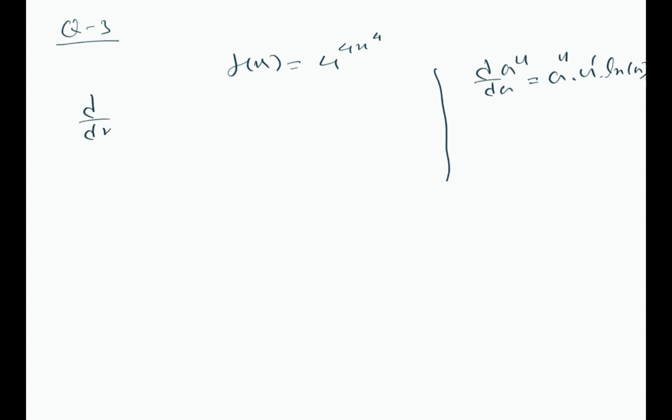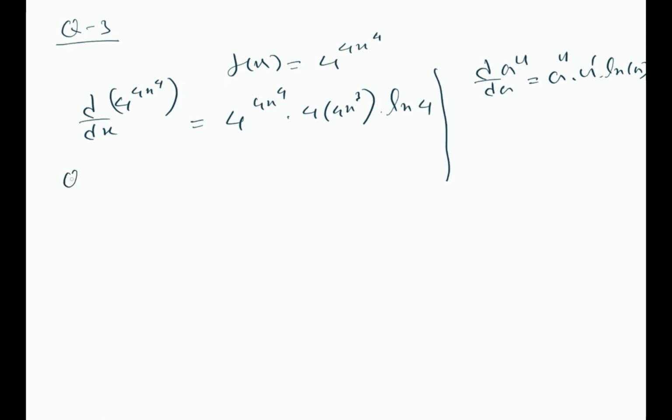So the derivative of this function, d/dx of 4 to the power 4x to the power 4, would be equal to, first you need to write the function as it is, 4 to the power 4x to the power 4, right? Then the derivative of this power, which is 4 times 4x to the power 4 minus 1, which is actually 3, and then ln of a. So what is a? Here a is 4. So this is our final answer for this question.